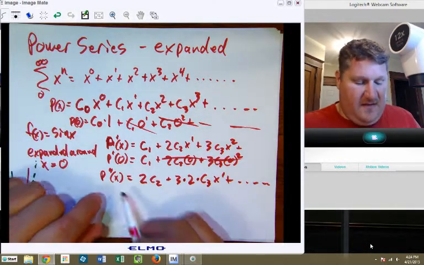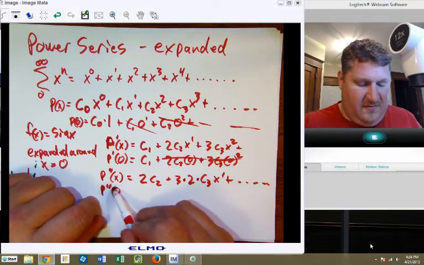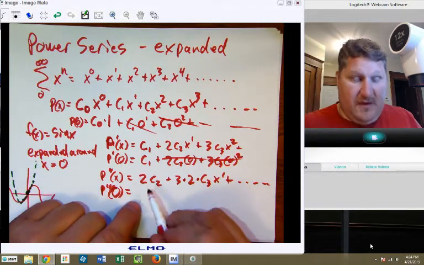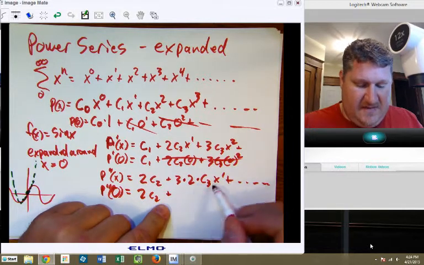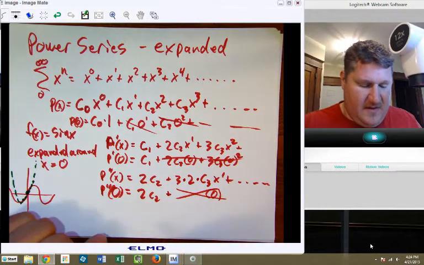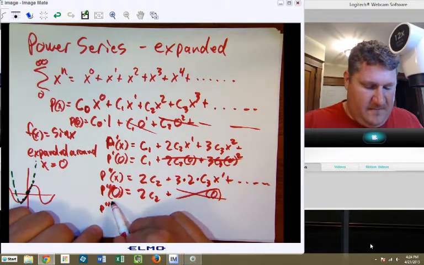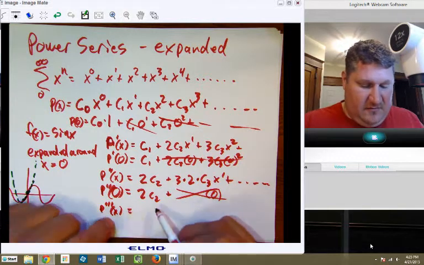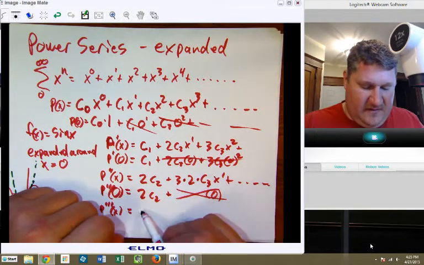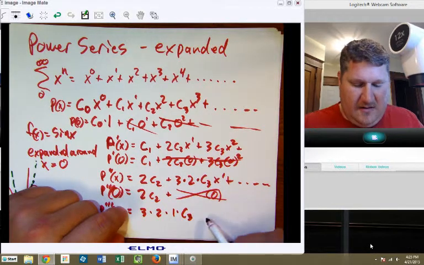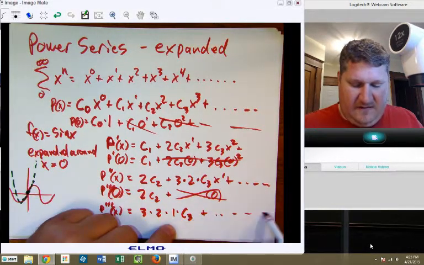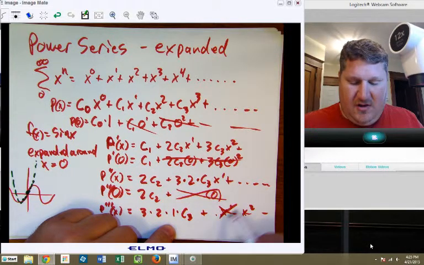And again, if I plug in 0, p double prime of 0, I come up with 2c2 plus, and that's going to go away because of the 0 over here. And p triple prime of x equals, well, that goes away. Here this comes down, I got 3 times 2 times 1, c3 plus, and all the rest of this stuff is going to have x's in it. And they're going to go away.